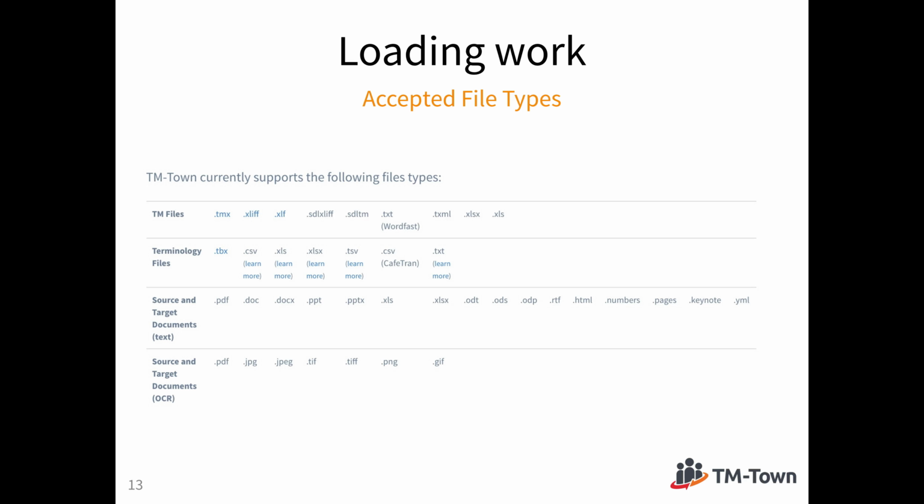For terminology files, TMTown accepts TBX, CSV, Excel files, so same format as TM files, have the source term in column A and the target term in column B, as well as CafeTran CSV files. For source and target documents, TMTown accepts PDFs, Word documents, PowerPoint, Excel, and a few other various formats. Also, for TMTown's OCR technology, or optical character recognition, TMTown accepts PDFs, JPEGs, TIFF files, PNG files, as well as GIF files.